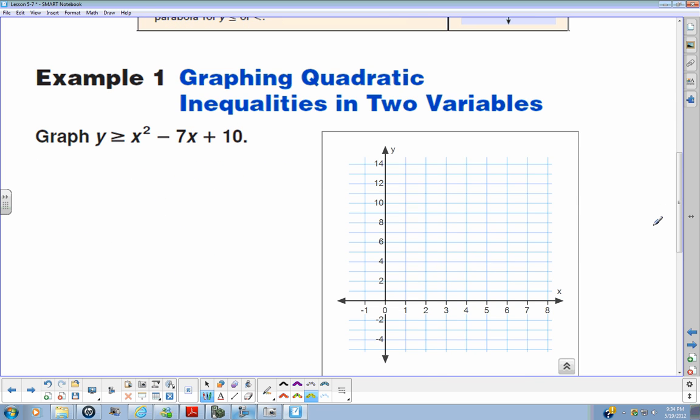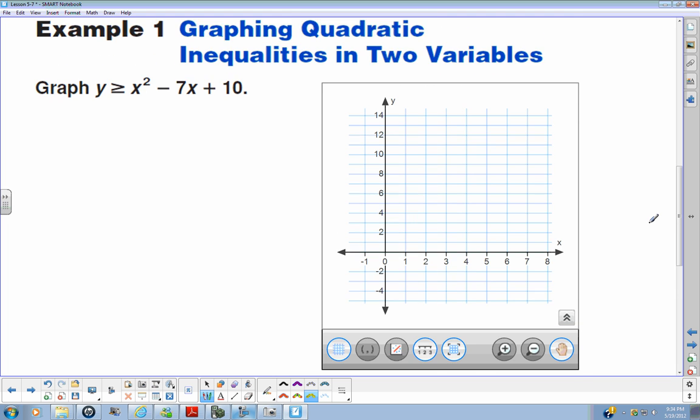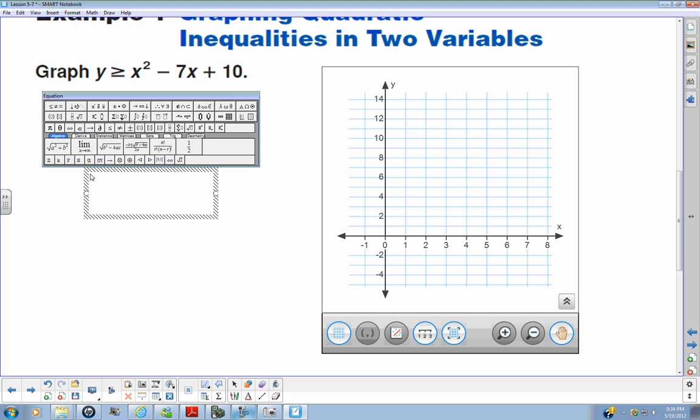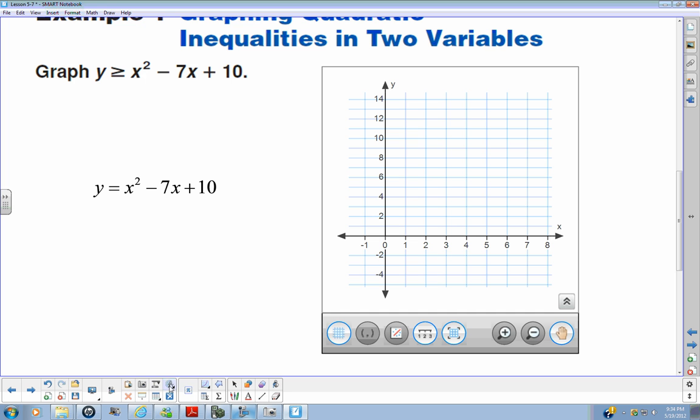So here we have y is greater than or equal to x squared minus 7x plus 10. And this is an equation where you could just graph it in your calculator, or I'm actually going to use my equation editor here. And we have y equals x squared minus 7x plus 10. So I have just the function there that I'm going to work with.